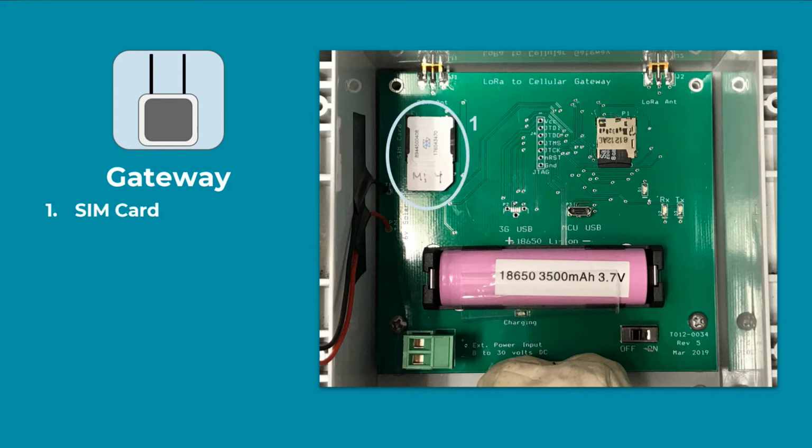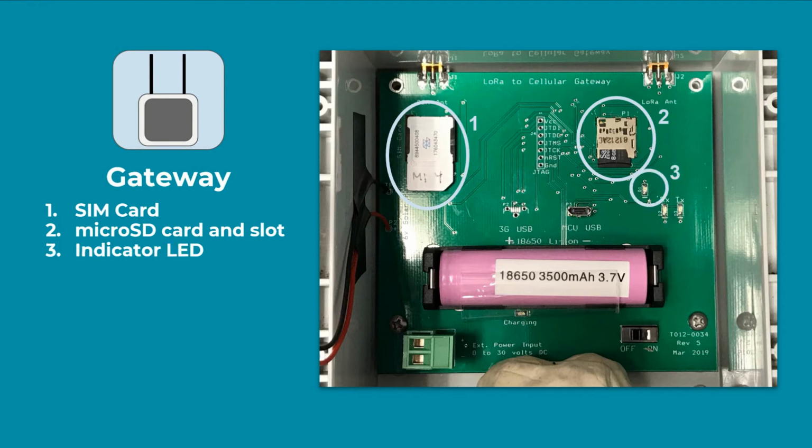The SIM card links the cellular module to the internet. The microSD card is where all the data received by the gateway is saved and where it can be removed to directly extract the raw data files. The indicator LED indicates the status of the gateway. It is on when the gateway is in synchronization mode, when pinging the nodes for data, and when sending data to the cloud.